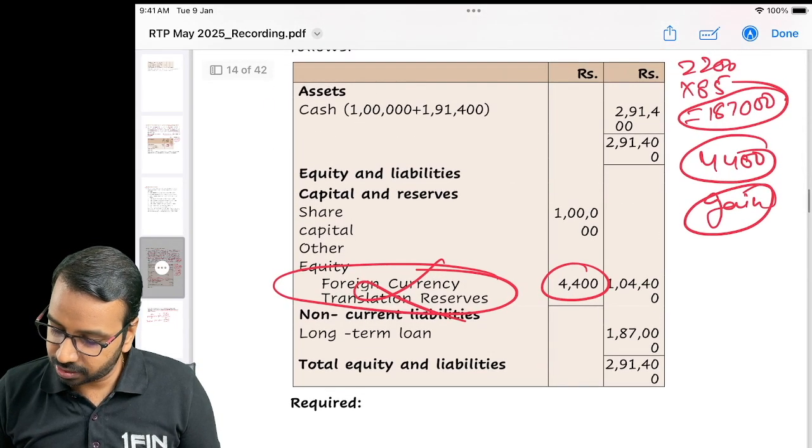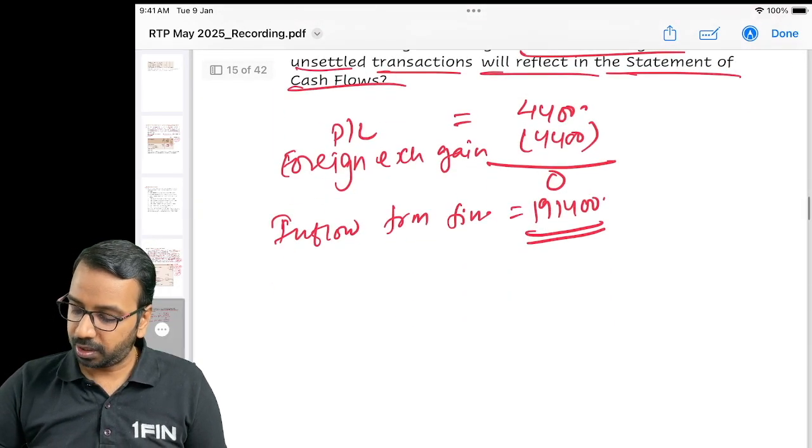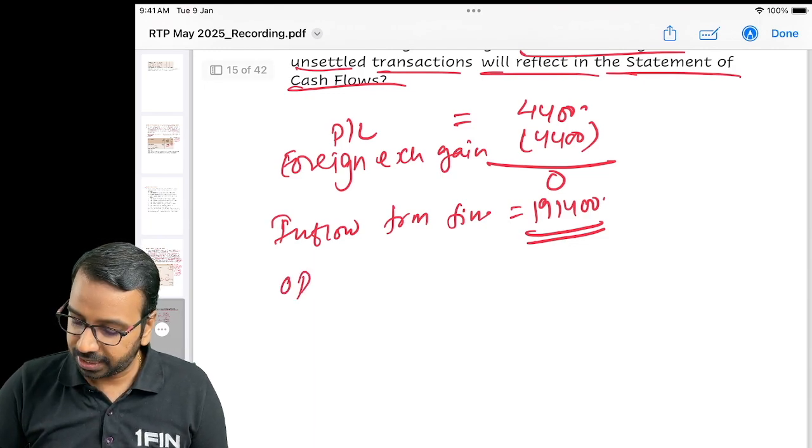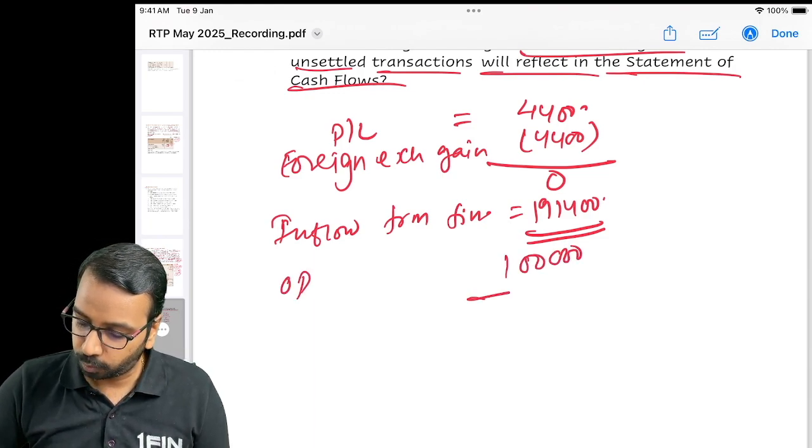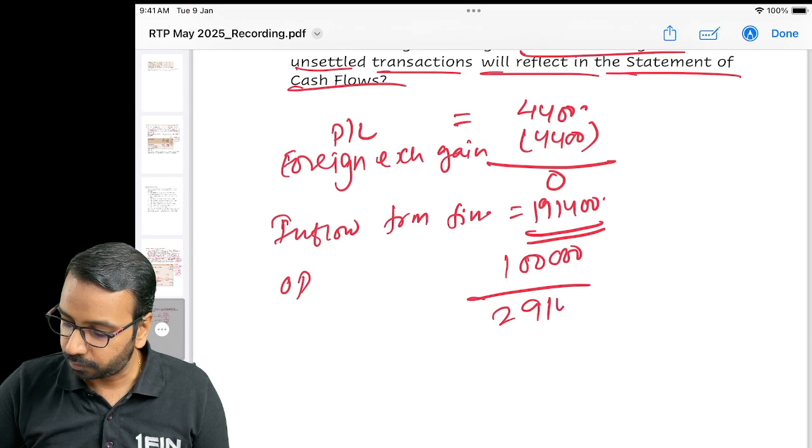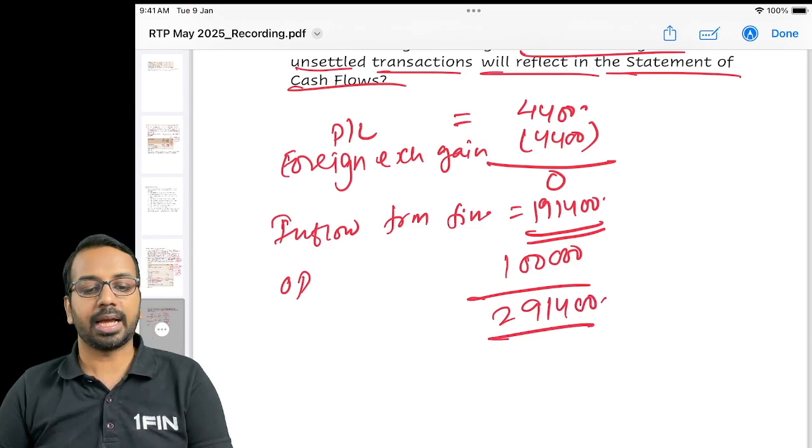What is the closing cash equivalent? 291400. So 191400 is the inflow. Opening cash is 100,000 or 1 lakh. You get 291400 as the closing cash and cash equivalent.